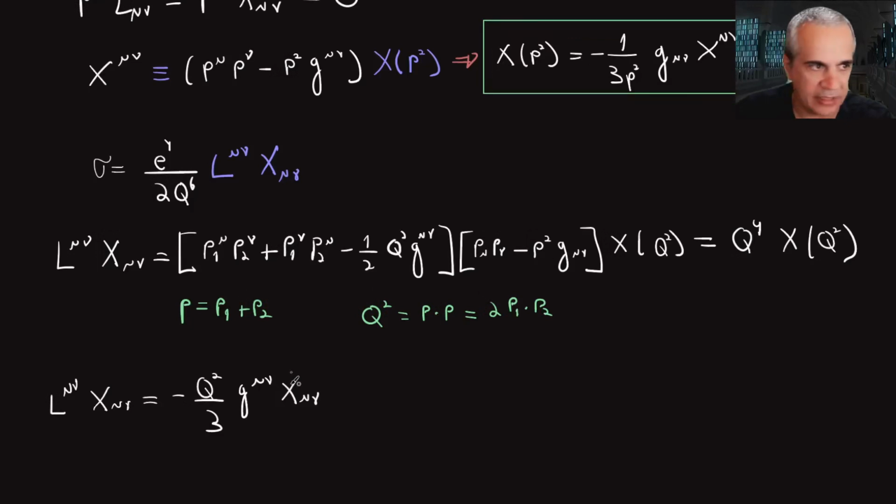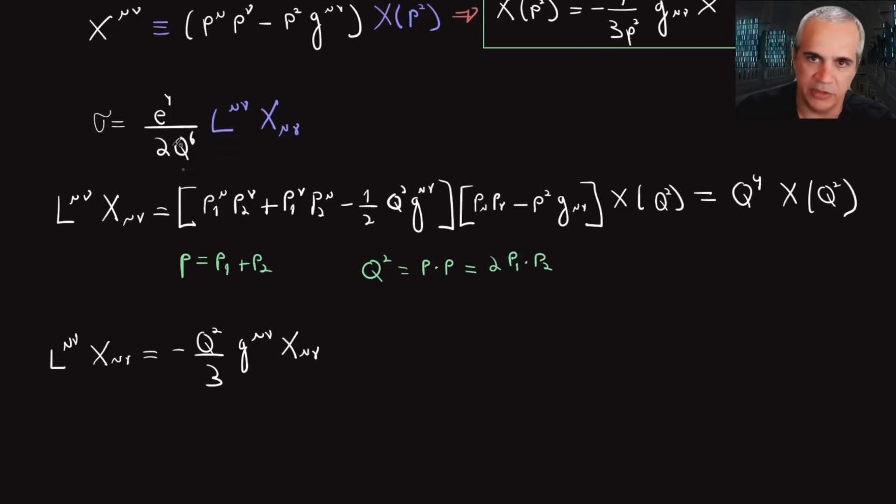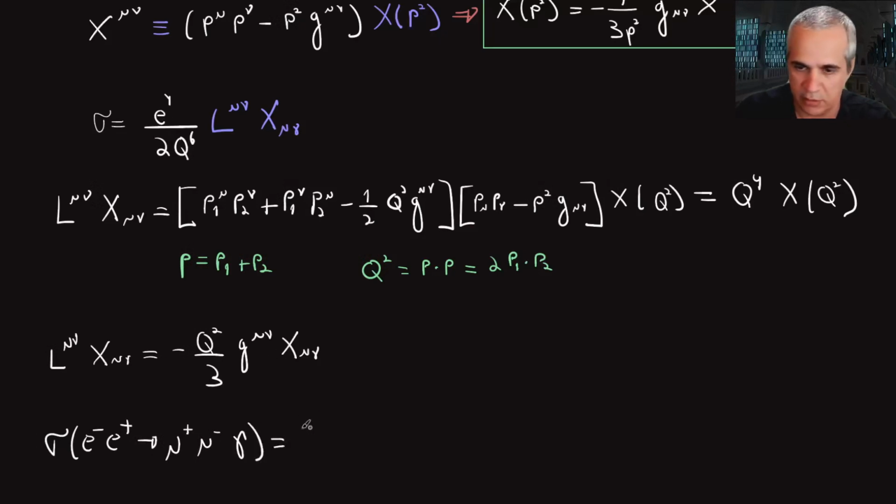And that means that the cross section now, using this expression right here, I'm talking about the cross section of e minus e plus going to mu plus mu minus photon, is e to the 4th over 2Q to the 6th.